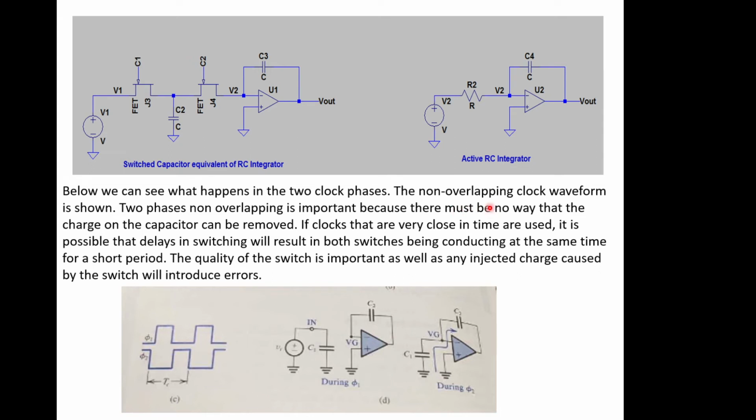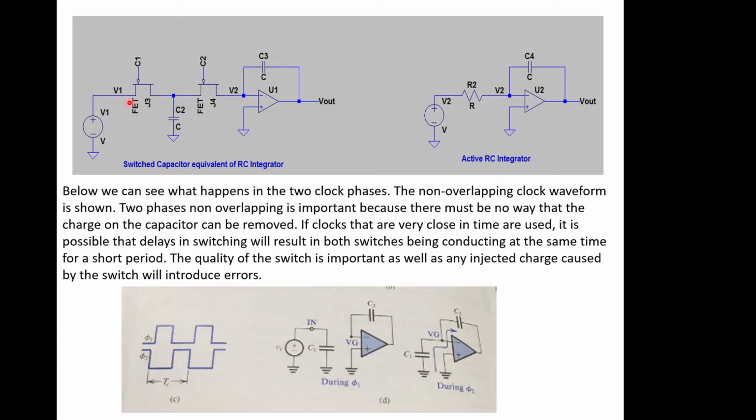Okay, so non-overlapping clock is important, because there must be no way that the charge on the capacitor can be removed. Between switches, it needs to be static in here. If clocks that are very close in time are used, it is possible that delays in switching will result in both switches conducting at the same time, because there might be a delay in the switching because of how it's constructed. And if you get that, then you start to get errors, because the charge that you're expecting on here has managed to escape a little bit. So the quality of the switch is important.